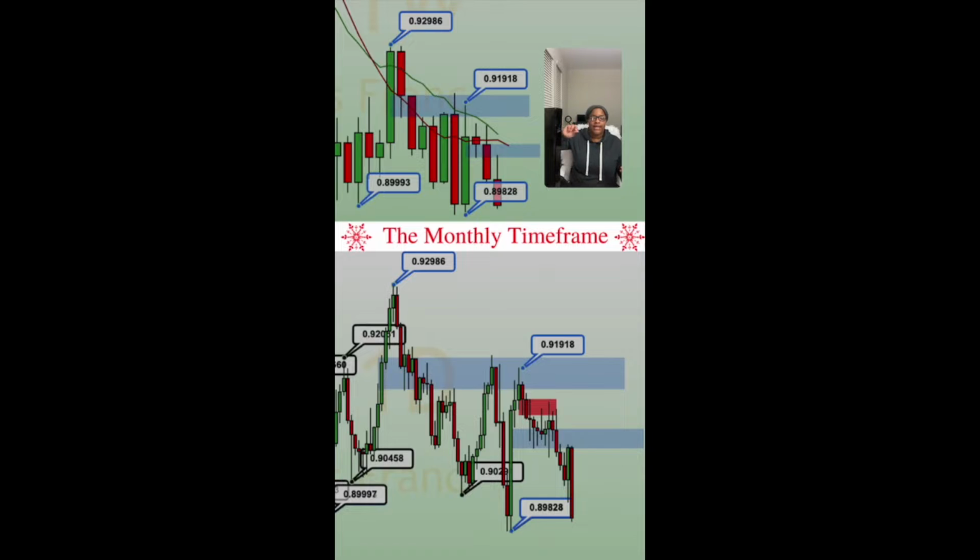And then number four, you guys, the monthly time frame can confirm the next exchange rate or price point the currency pair is likely to go. That can either be your take profit area or the next area that you're going to enter the trade. And once again, like I said, we're going to talk about that throughout the rest of this class.